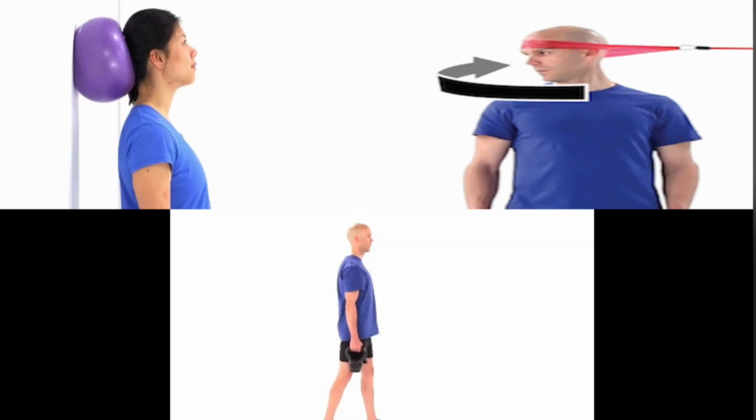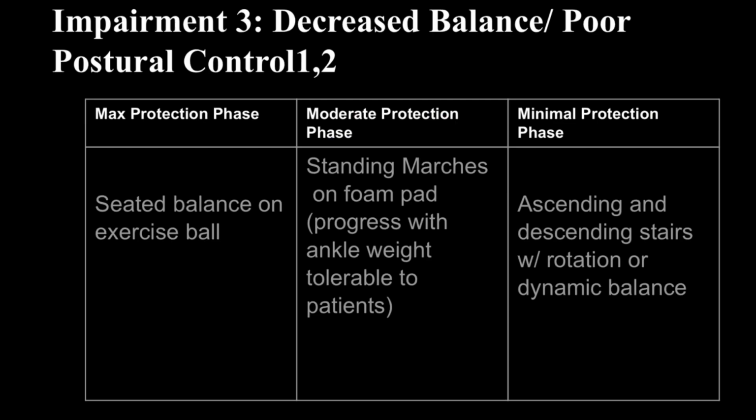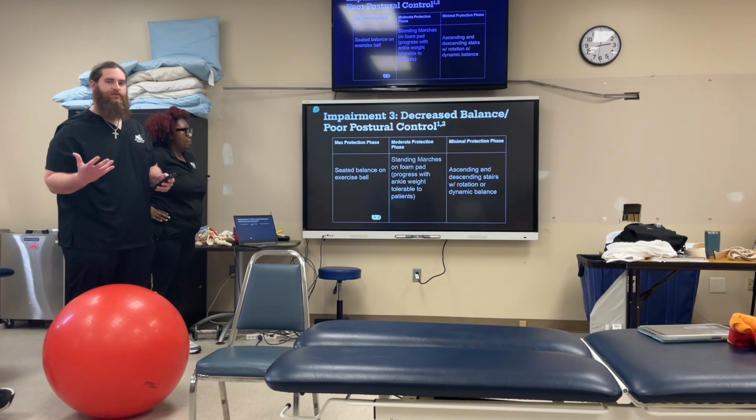Then those are some pictures of what you just did. If you're going to implement that first exercise, I would give the ball around that size like that. All right, for the third impairment, we're gonna be addressing decreased balance and poor postural control.